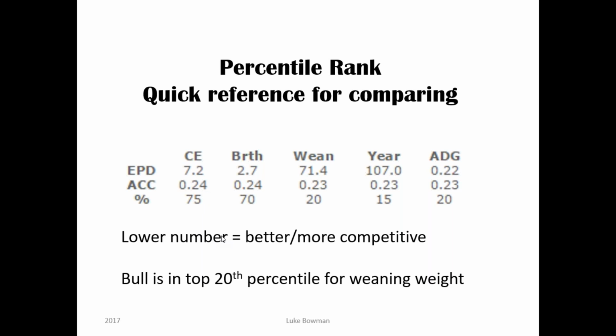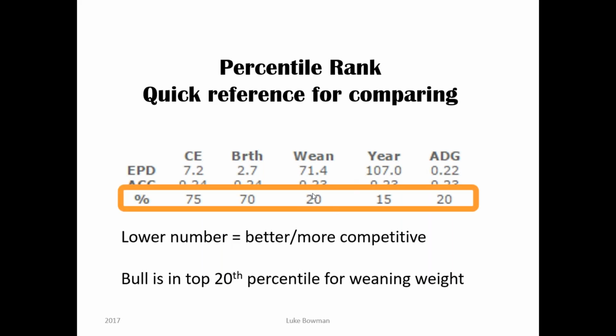So with this example, a bull is in the top 20th percentile for weaning weight. This bottom number here for weaning is 20. That means he's better than 80% of the rest of the bulls or animals in that breed population. So that's a really quick way to take a look at an animal's EPDs and assess where they lie without actually having to know, well, geez, what does a 71 weaning weight EPD really mean?